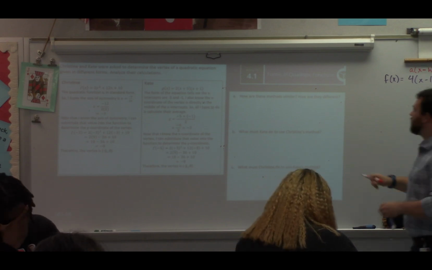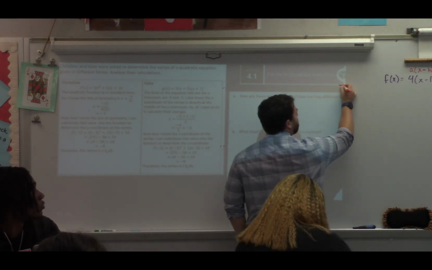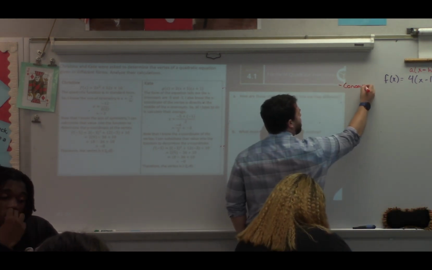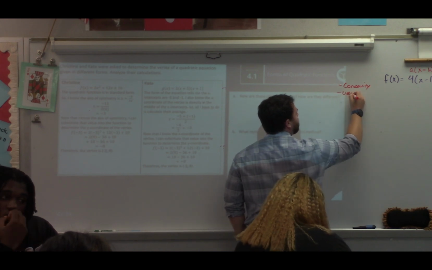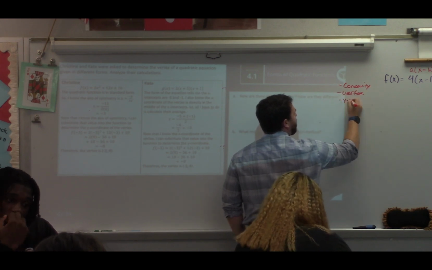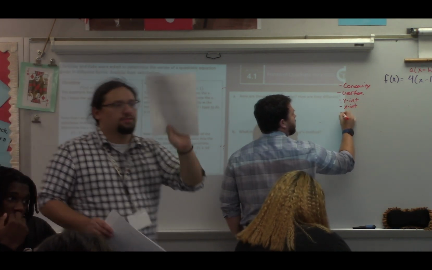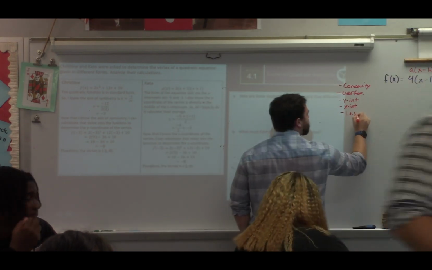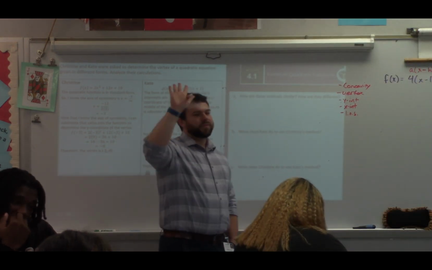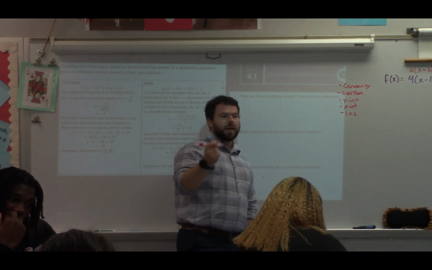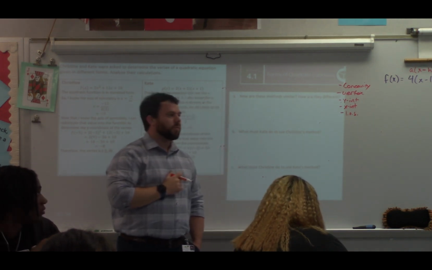Okay, what are the 5 features? Let's start there. Concavity. Vertex. Y-intercept, x-intercept. The line of symmetry. Okay. Which of those 5 should I be able to see right away without any work from the vertex form?